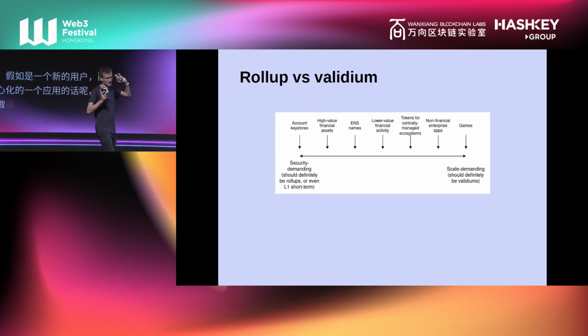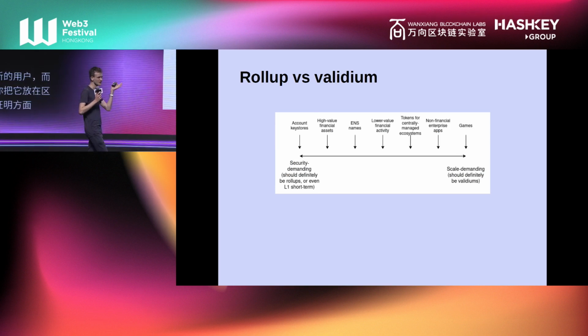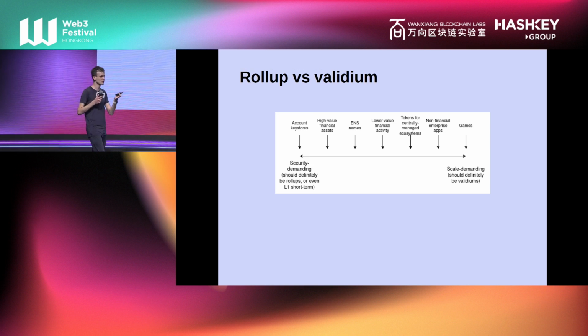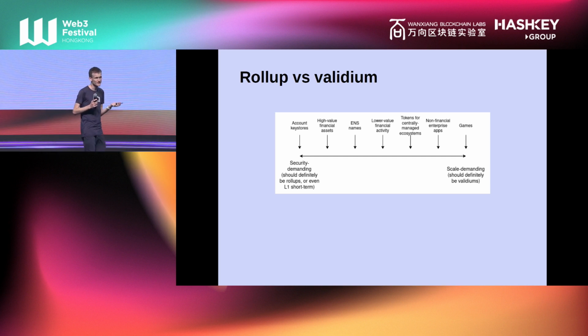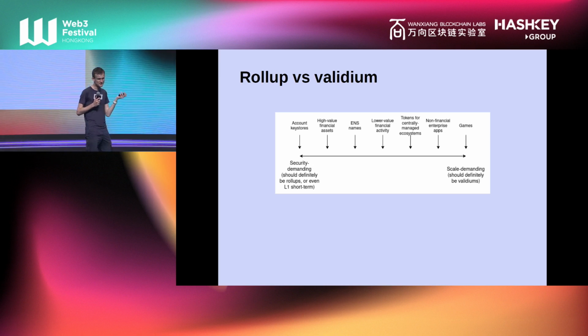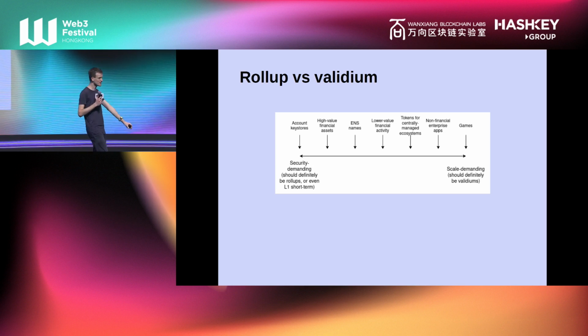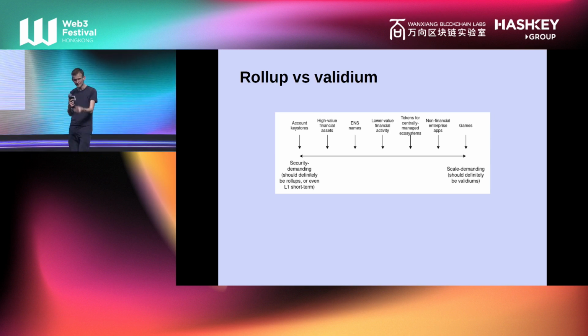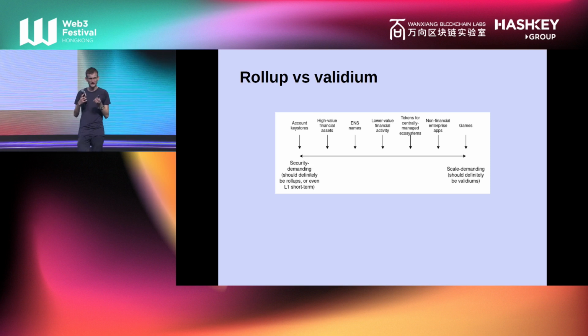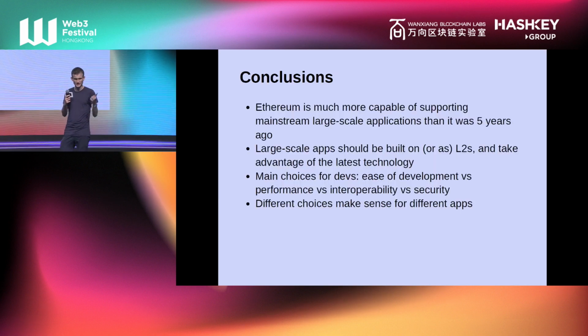So, rollups versus Validiums. I think there is a spectrum of what level of security you need. If you're doing high value financial use cases, or something like ENS, or very core forms of account management, then these are very security demanding, and it makes more sense for them to be rollups. If you're doing things that are relatively lower value, for example lower value financial activity, games, non-financial enterprise apps, you do not need to put all of that data on chain. And so it's okay to use more scale demanding approaches, particularly Validiums.